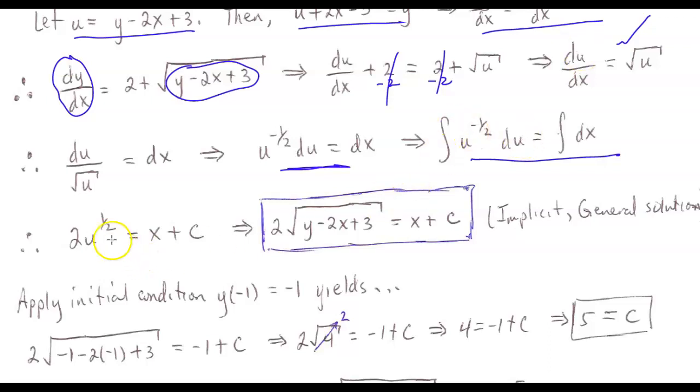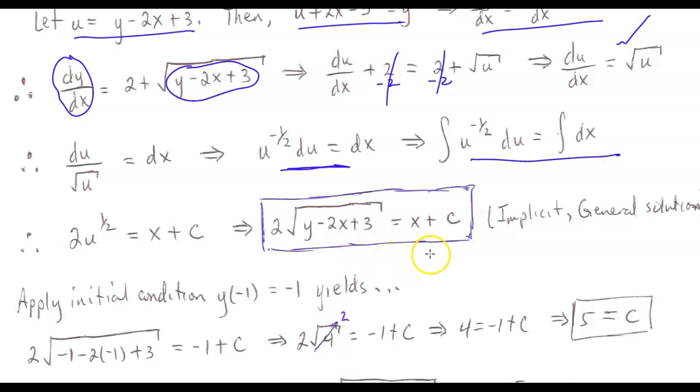And so with that, of course, u raised to the 1/2 is the same as square root of u, and u was our y minus 2x plus 3. So you see how we put that all back in. And so now I'm calling this our implicit general solution. And it's that because, of course, everything's written in terms of x and y.